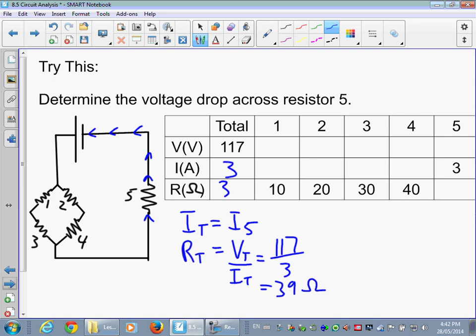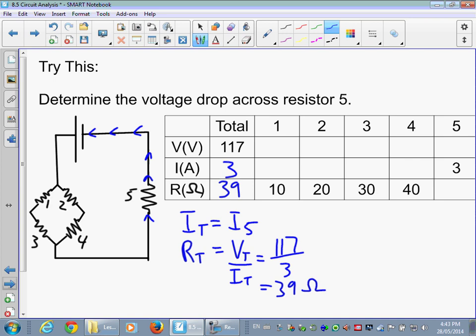So there's 39 ohms. Now that I have the total resistance, I can work backwards from my equivalent resistance calculations in order to figure out what the resistance is in resistor 5. So before we do that, let's try to simplify this mess in the diamond on the left-hand side.